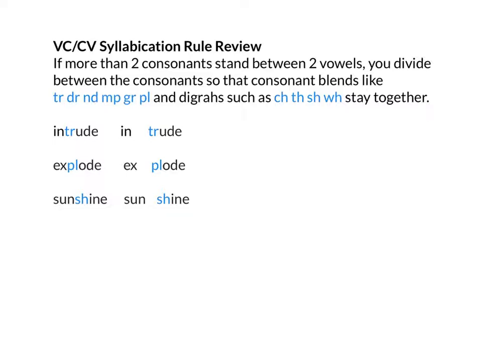Here are some examples. Intrude. Intrude has a vowel followed by three consonants and a vowel. You keep the TR together because that is a blend, so you divide it here. Intrude.